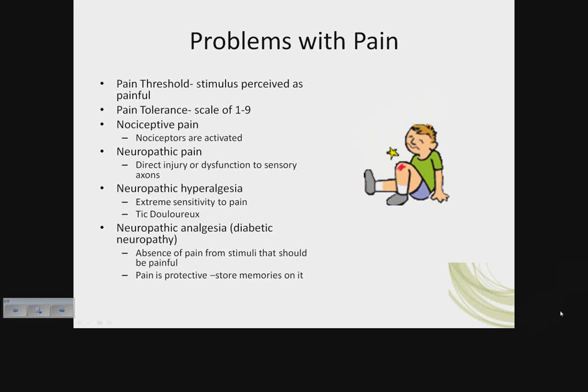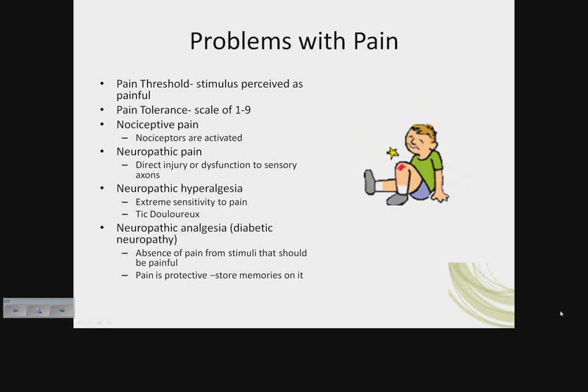Now, the opposite extreme would be neuropathic analgesia, which can happen in diabetic neuropathy, which we've already discussed. In this case, there is absence of pain from stimuli that most certainly should be painful. And again, to remind you, pain is supposed to be protective, and we store memories on it. We're supposed to learn from it, sort of like saying, well, I'll never do that again. Or when I saw that nice brown fuzzy creature, I thought it would be something that I could play with. But when it mauled me almost to death, I realize now that that large bear is something that I should avoid.